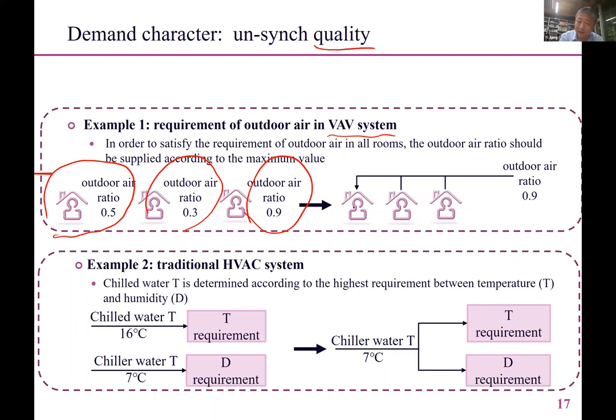Then for a VAV system, they can only deliver a single kind of air to each room. Then they have to choose the maximum, 90%. So they have to take 90% of the air from outdoor, which makes high energy use. In other words, oversupply for quality.